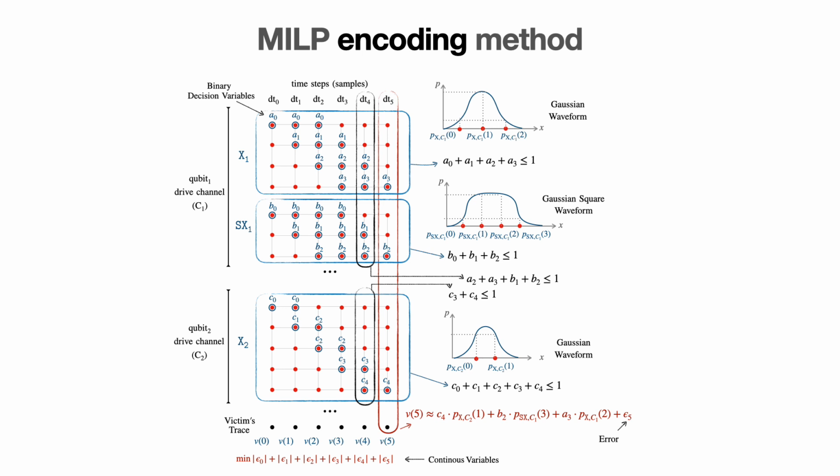You can see some other constraints on the sketch, including pseudo-Boolean constraints. For example, there can only be at most one pulse on each channel at a given time step. The objective function is encoded in such a way that it minimizes the error between the victim's power samples, which are the black dots at the bottom in the figure you can see, and the goal is to minimize the absolute error, right? SAD, as I explained before.